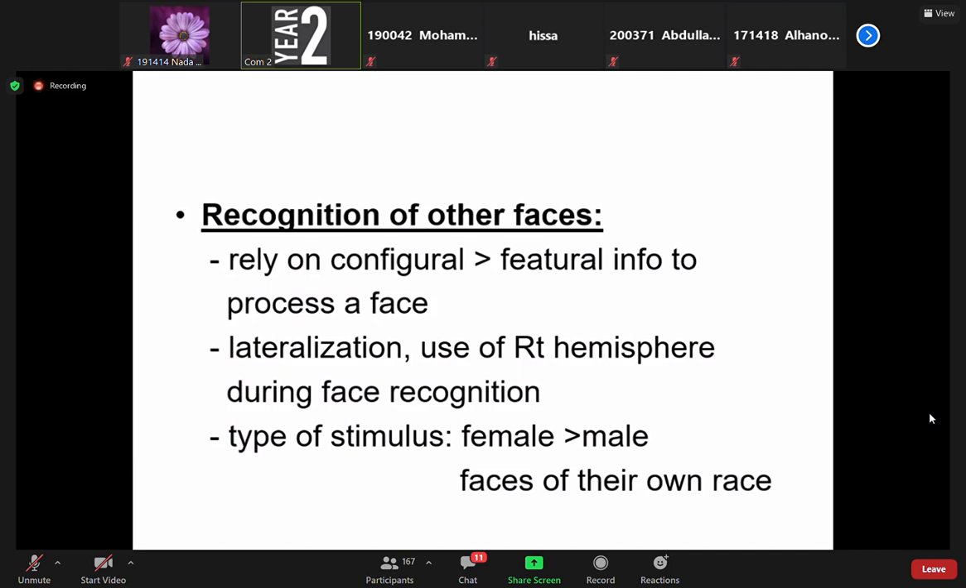Females again tend to develop that sense quicker, and obviously you figure out faces of your own culture, of your own race, because that becomes your prototype.